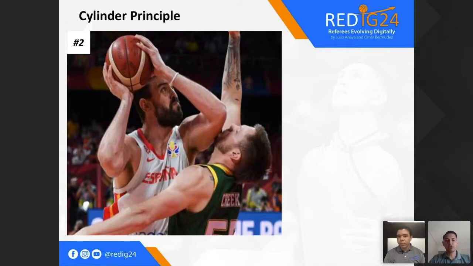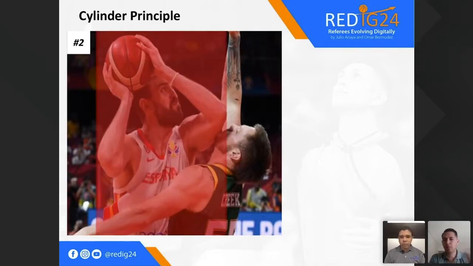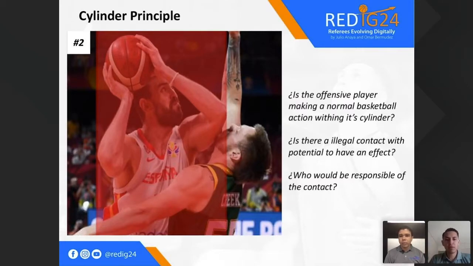In image number two, we have something kind of similar, but it is not the same. We have a player in a post play, spinning toward the basket, and we have contact close to the elbow in the arm. Again we have the cylinder in red, and then we have the contact. So the question here is, is the offensive player making a normal basketball action within his cylinder? And the answer is yes.